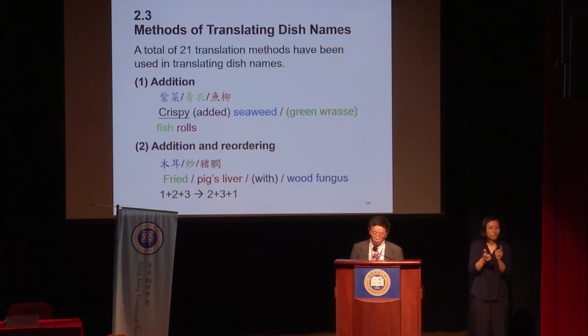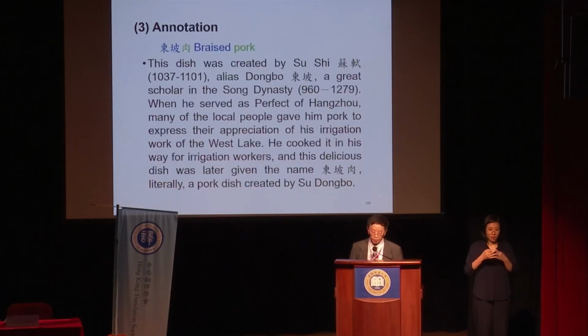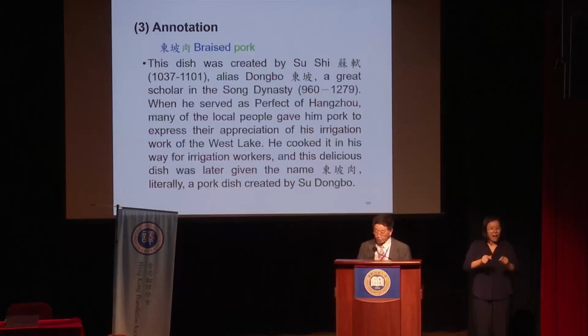Say, 母耳炒猪润, its 炒 goes first: fry pig's liver with wood fungus. This is the way to do it. And then the third method would be annotation. You tell people what is actually 东坡肉, which is translated as braised pork.